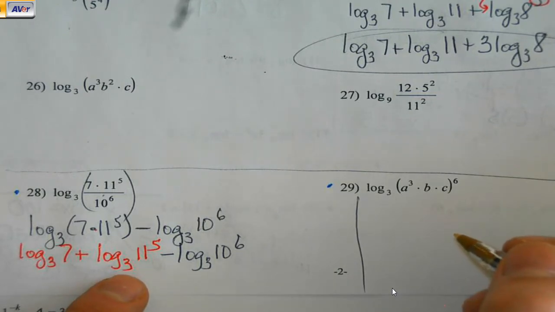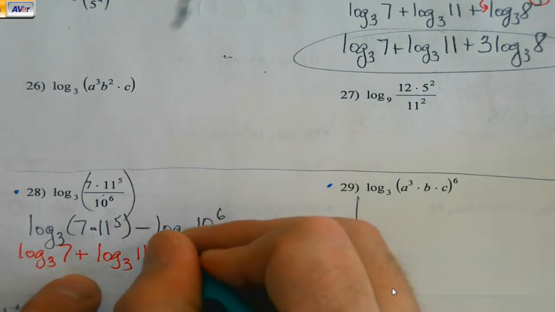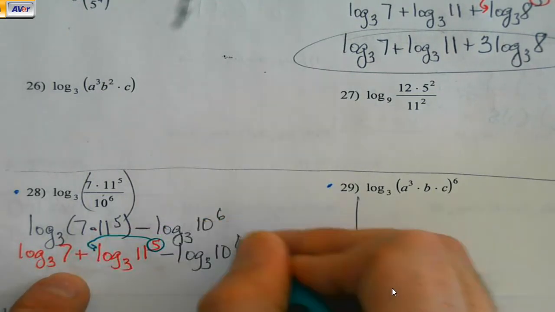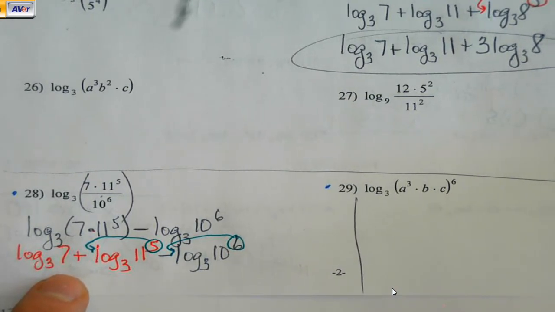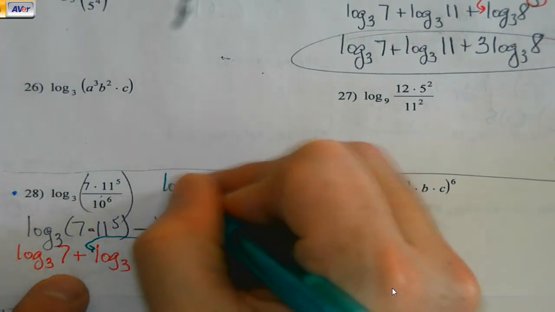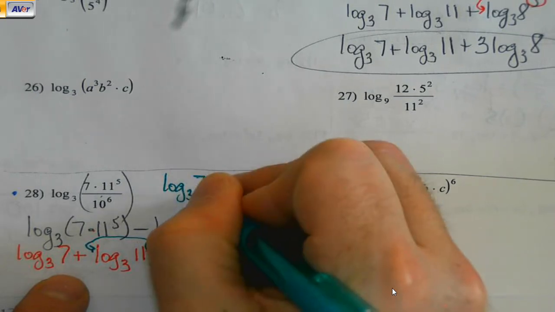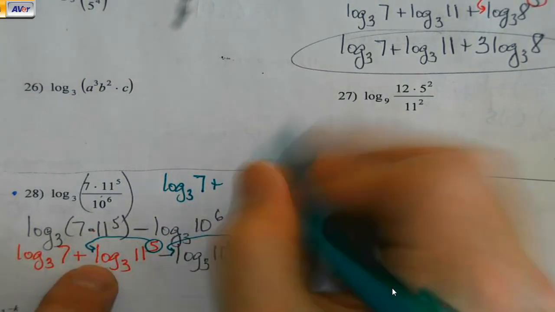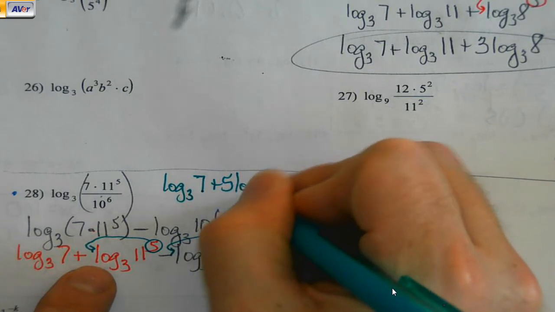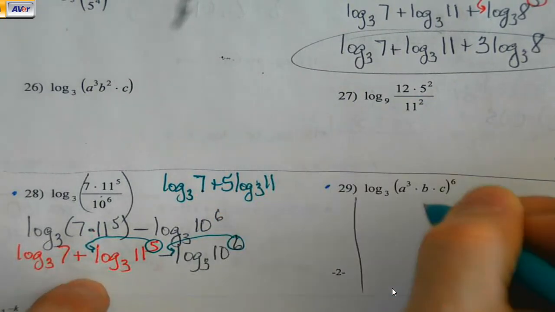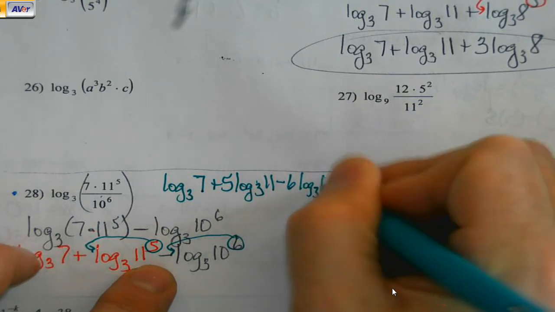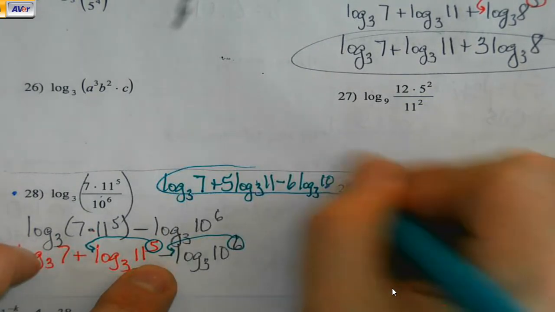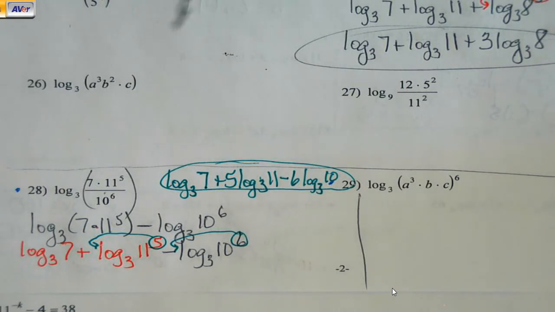So my last step is power. Do I have exponents that are coming back to the front? I sure do. So my first term would stay the same. My second term now has a coefficient, and so does my third term. And I'm set.